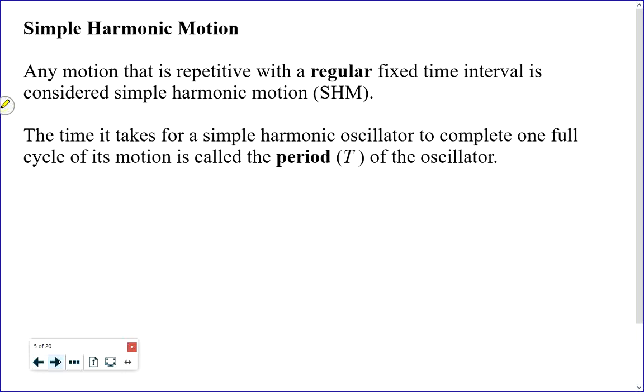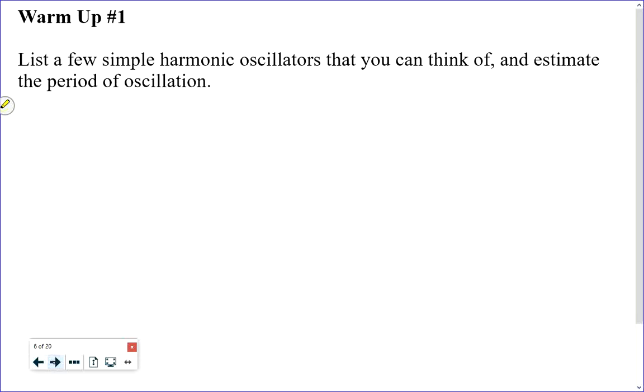Circular motion, uniform circular motion, is an example of simple harmonic motion. So is a pendulum swinging back and forth. So is a mass oscillating up and down on a hanging spring. And those last two examples we're going to study in detail. List a few quick examples of simple harmonic oscillators that we can think of. So, I've already talked about a pendulum. We can list a pendulum.